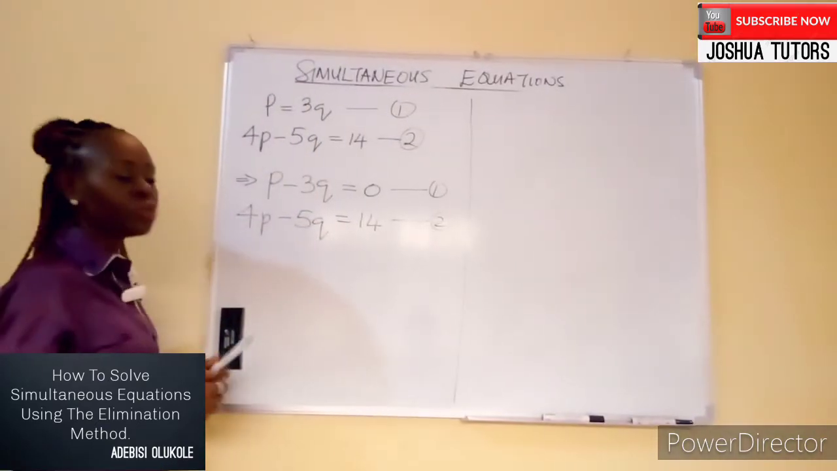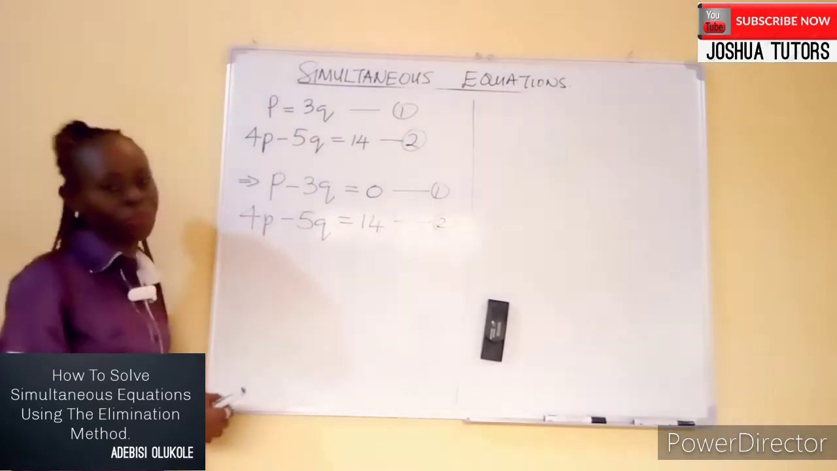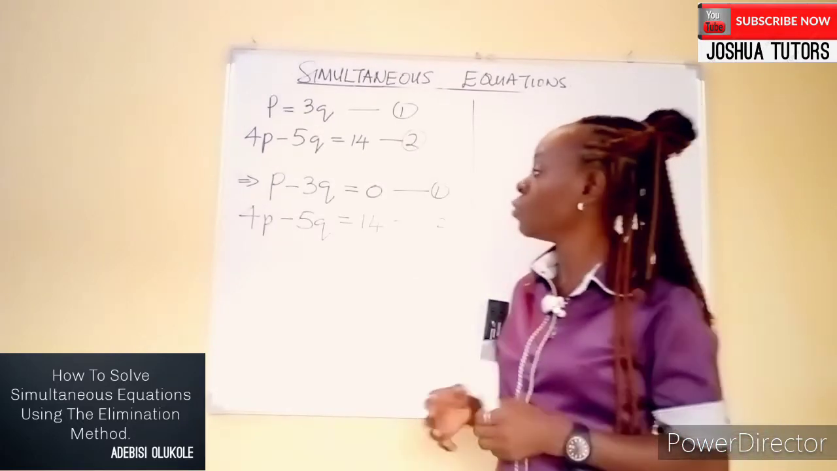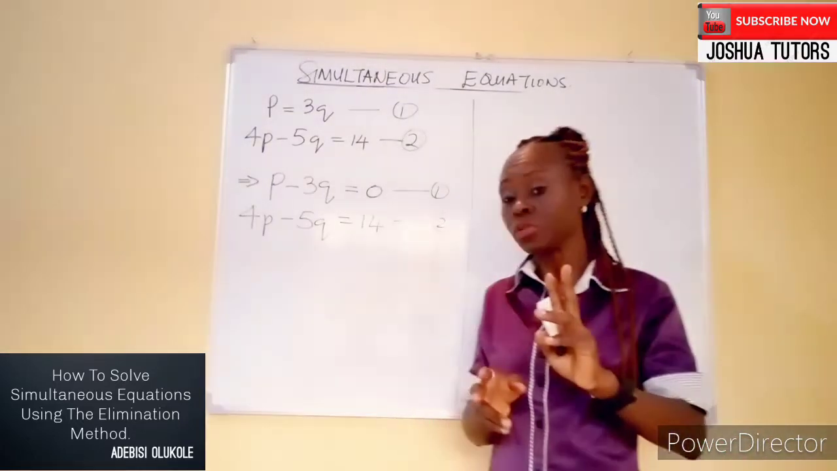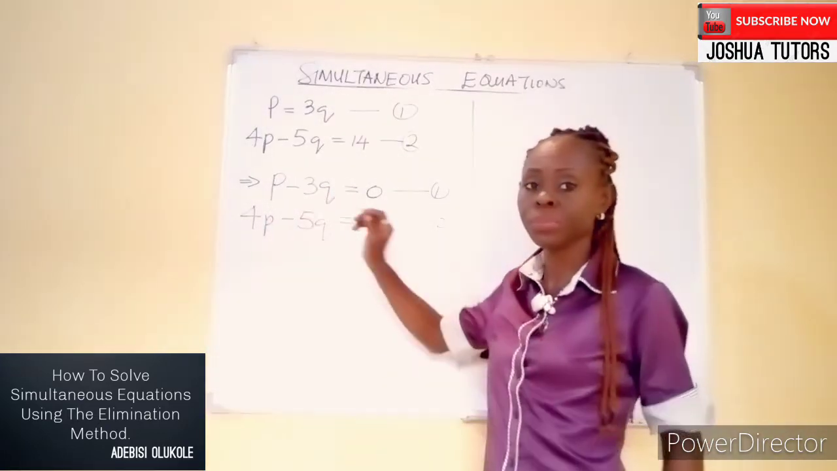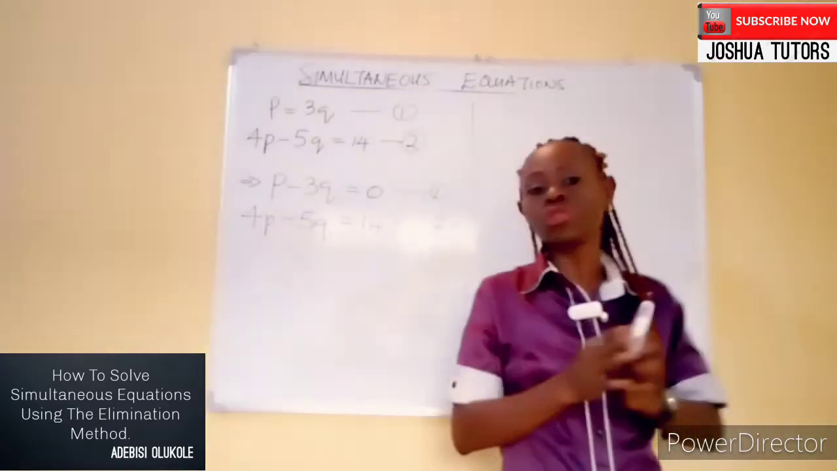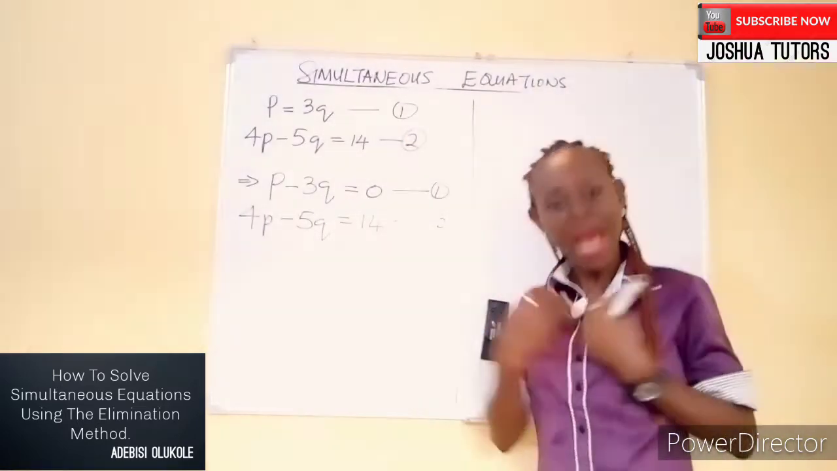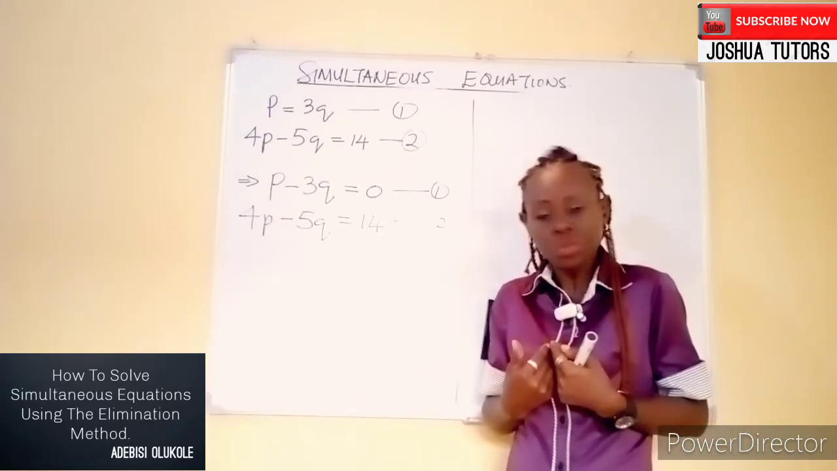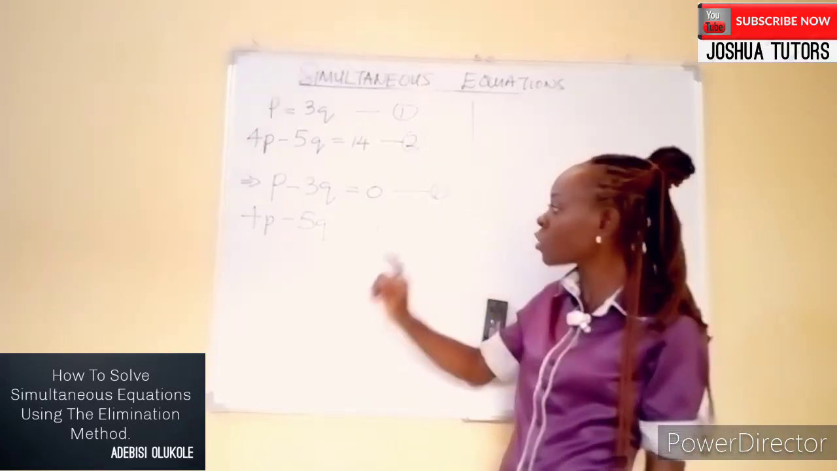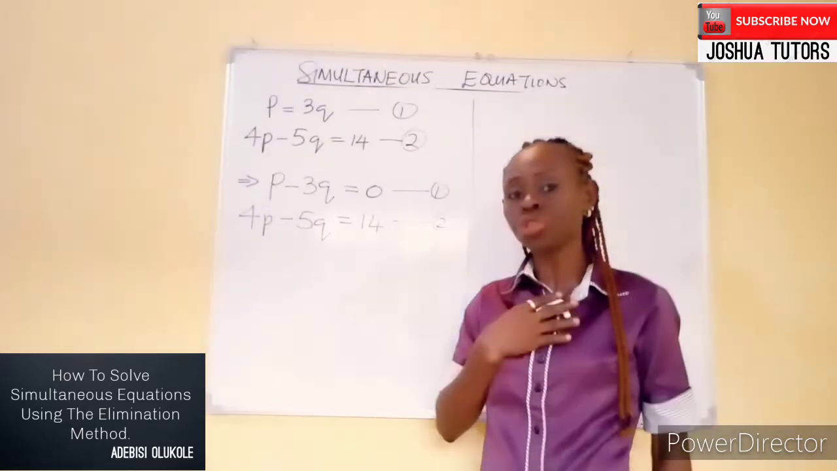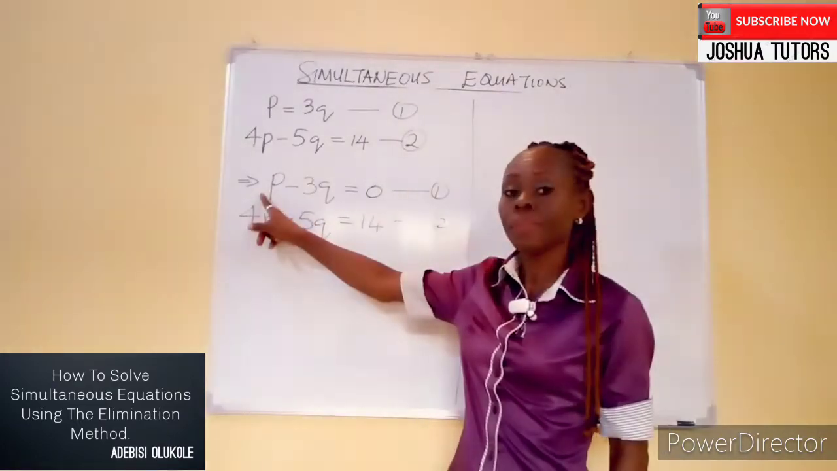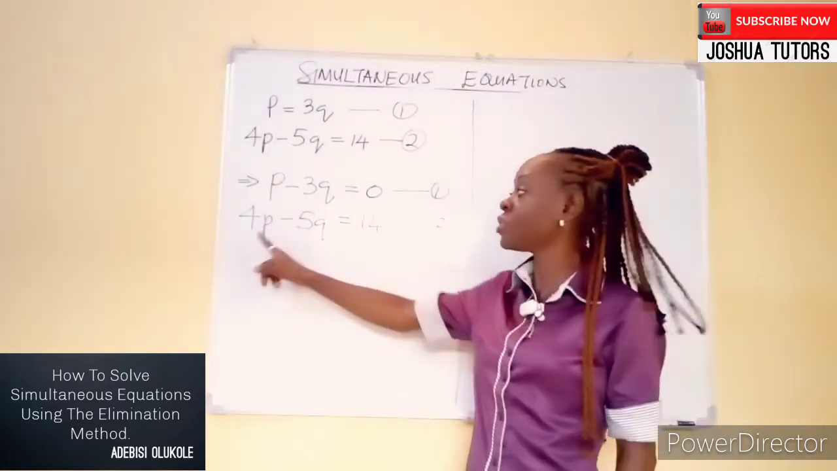Alright, so how do we carry out the elimination method? Basically, there are some things you need to understand when you want to eliminate a term. We have 2 terms, 2 unknowns, in this case P and Q. You need to eliminate either P to solve for Q, or eliminate Q to solve for P. Now, as a student, I choose to eliminate P because I want to solve for Q. But why am I making that choice? If you look at equation 1, the coefficient of P here is 1. If you look at equation 2, the coefficient of P here is 4.